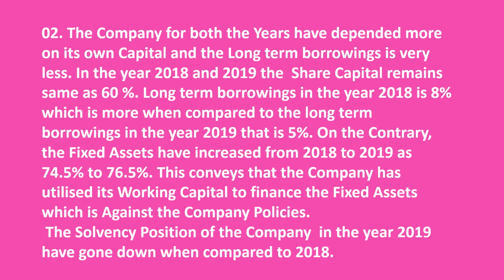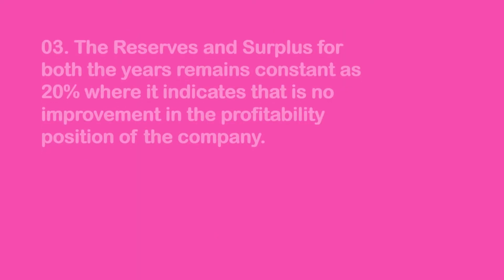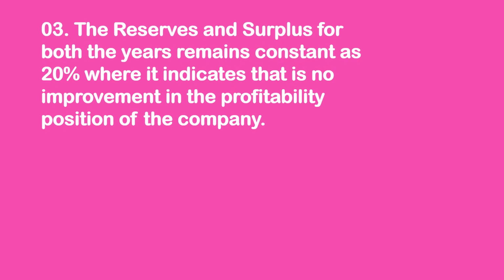The company has utilized its working capital to finance the fixed assets, which is against the company policies. As they have used the current assets or working capital to finance the fixed assets, we have seen in the first step that the liquidity position of the company has gone down. So the solvency position of the company in the year 2019 has gone down when compared to 2018. The last step is to identify the profitability position of the company. If you look at the sum, the reserves and surplus for both the years remained constant at 20%. So it indicates that there is no improvement in the profitability position of the company.